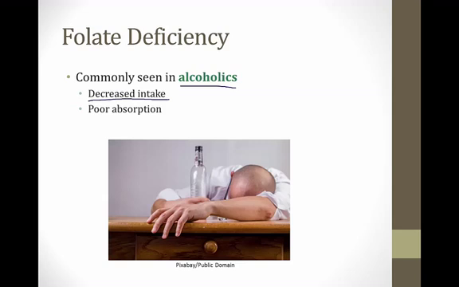Also, for reasons that aren't well understood, there's poor folate absorption among alcoholics. Therefore, when alcoholics present to the emergency room, they're often given something called a banana bag intravenously. It contains a number of vitamins, including the vitamin folate.